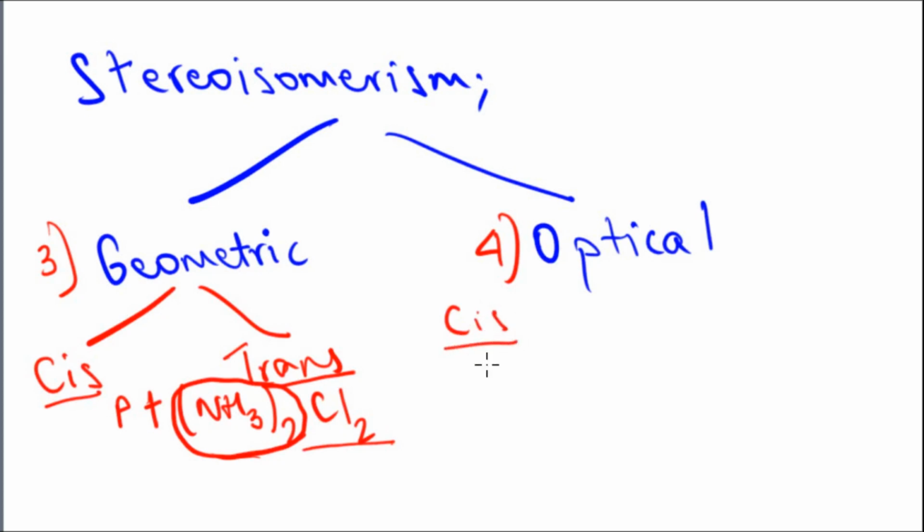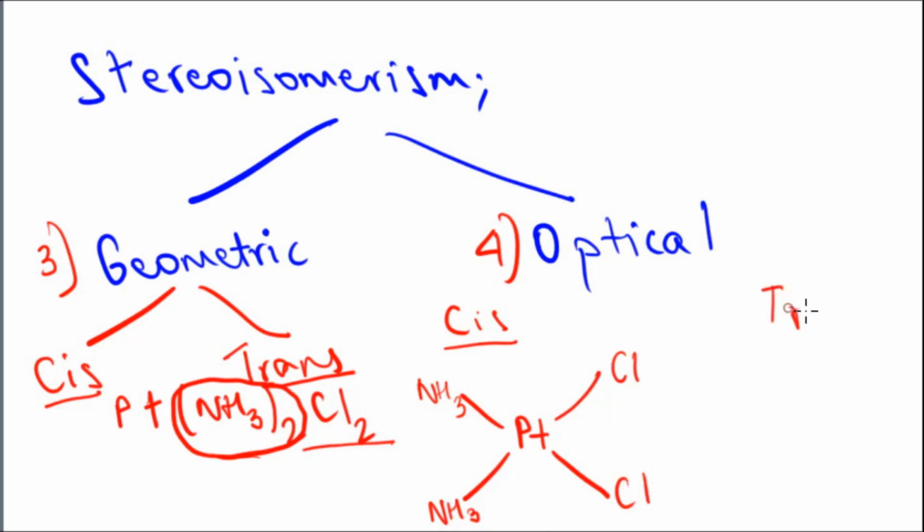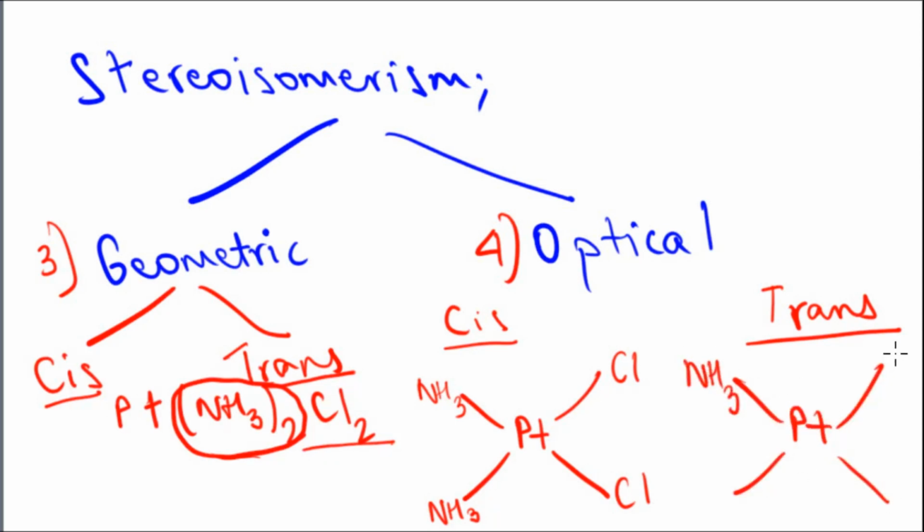So here's an example. When you see ammonia on the same side, you can say it is cis, right? But in the trans, you see that the ammonia molecules and the chlorine molecules are opposite each other, and that makes it trans. In the exam, you'll mostly be asked about geometric isomerism, and you have to either draw it or you can even label it.